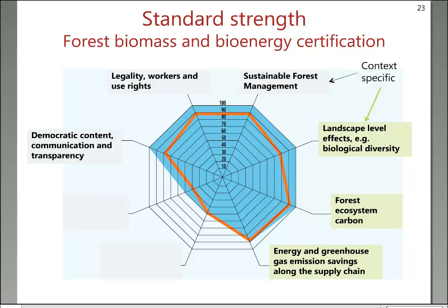If we then look at newer standards for forest biomass and bioenergy certification and the sustainability of bioenergy feedstocks, they try to include some new elements because these other systems were not comprehensive enough for this purpose. One thing is biological diversity at a more landscape level, ecosystem carbon also more at the landscape level. Are we changing the levels of carbon in the forest ecosystem? And then especially energy and greenhouse gas emission savings along the supply chain is a new aspect of these systems.